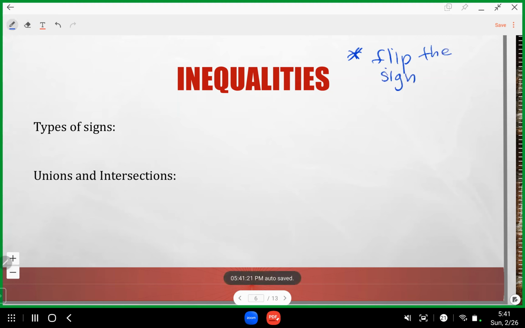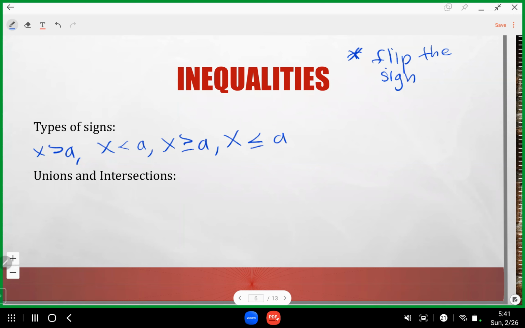There are a couple of inequality signs. There's x is greater than a. X is less than a, right? X is greater than or equal to a. This one you might not have seen yet. X is less than or equal to a, and those are all the signs, right? Obviously, pretty easy. You should not be having much trouble with that. These are the signs. Make sure you get familiar with them.